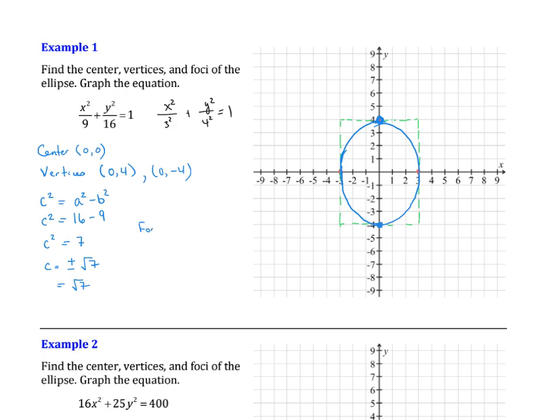So the foci are square root of 7 away from the center and they're on the major axis. So our major axis is vertical, so the square root of 7 is about 2.6. So we're going to sit at 0, negative square root of 7, 0, square root of 7. Now let's look at another example.